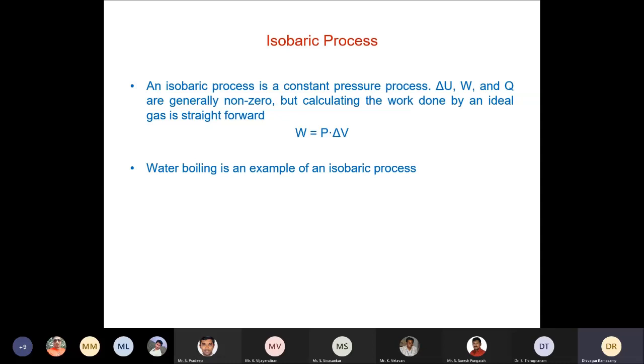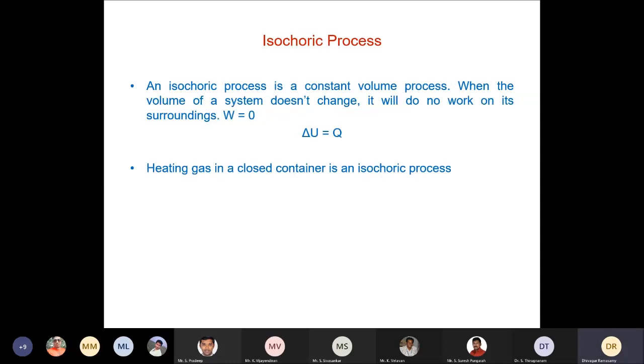So by using these equations, we can solve the problems in the first law of thermodynamics. Isochoric process. An isochoric process is a constant volume process. If the volume of the system is constant, no work is done. Am I right or not? If any work happens, the volume will change. If no work happens, the volume will be maintained constant.